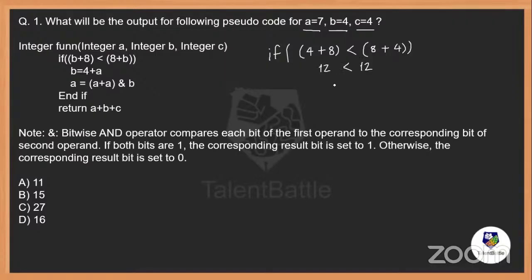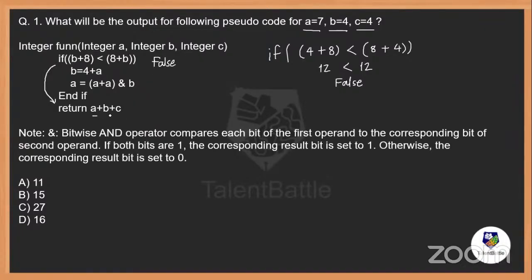Now we know the boundary condition is not checked here with the operator. It is only less than. It is not less than equals to. So 12 less than 12 will result into false. And as the if condition is giving me a false result, I will not go inside the if block to execute these two statements of B and A. I will go directly outside if, because the result of the condition is false.